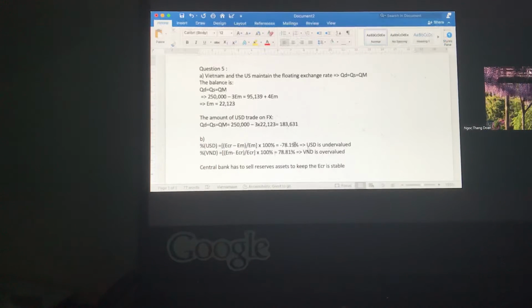So we just focus on Vietnam. What happened to the Vietnam economy here? When the VND is overvalued, the central bank has to sell the reserve assets to keep the exchange rate at the central rate, okay? And as a consequence, it reduces the reserve asset, the foreign reserve. So that's what we have for question 5. Now we move to question 6.